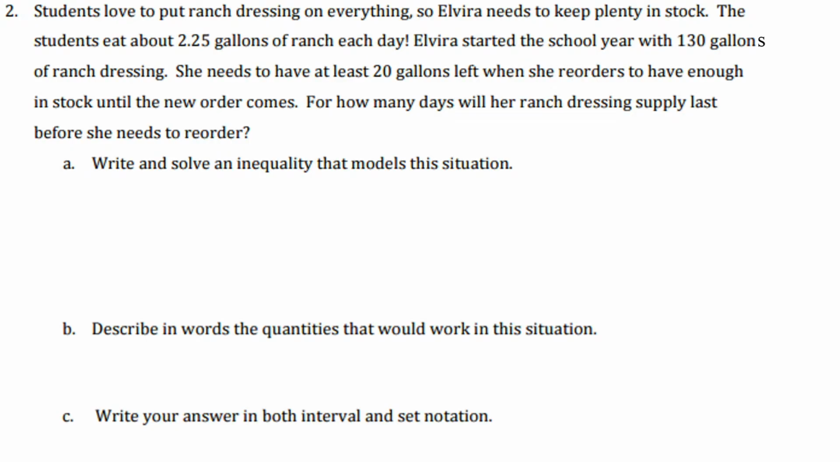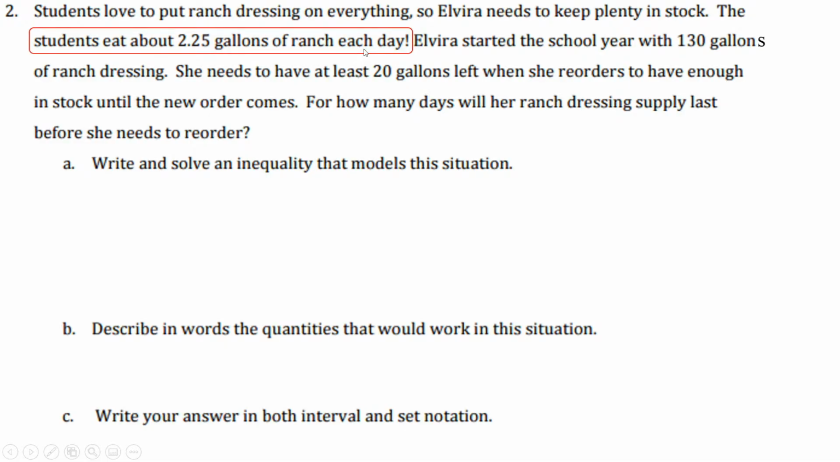So Elvira needs to keep plenty in stock. The students eat about 2.25 gallons of ranch each day. I hope that's a real big school. And Elvira started the school year with 130 gallons of ranch dressing. So let's see if we can take this and come up with an inequality. Let's start with students eat about 2.25 gallons of ranch each day.